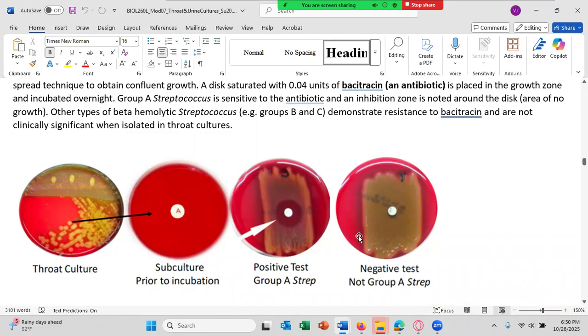Any questions about this bacitracin test and how it shows that you have Streptococcus pyogenes, because this is the only one that is catalase negative, and then is beta hemolytic on blood agar. Any question about any of that? So you really need two additional tests after you get beta hemolysis on blood agar to show that it is Streptococcus pyogenes.